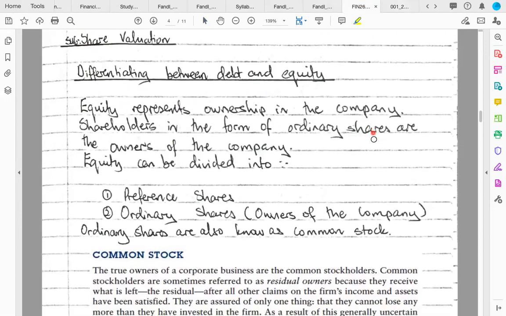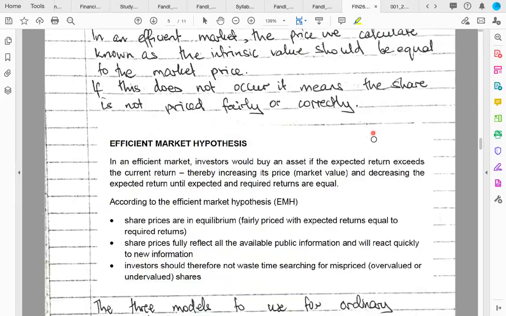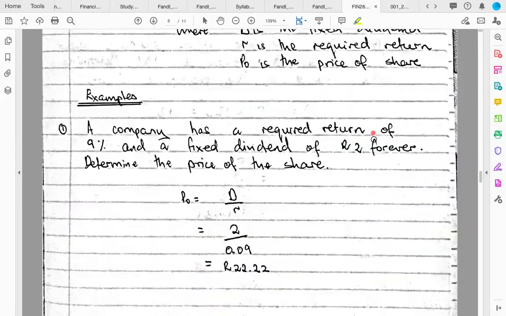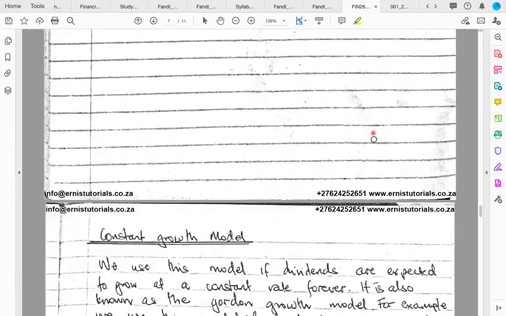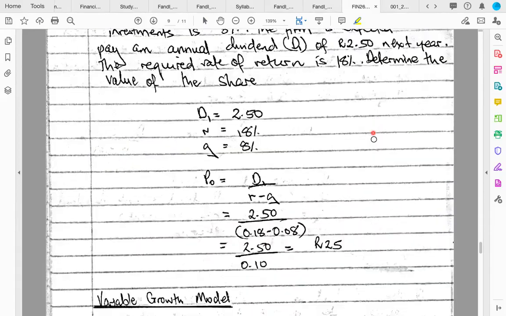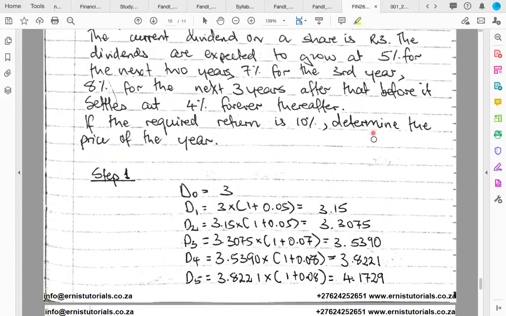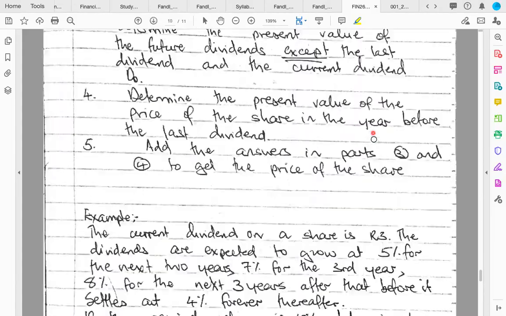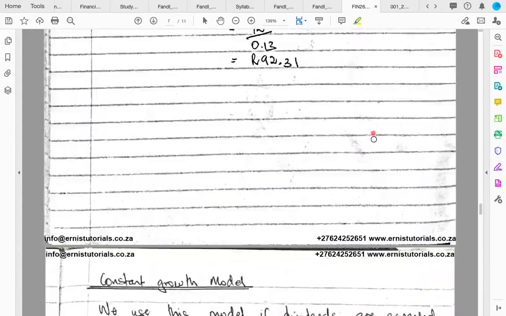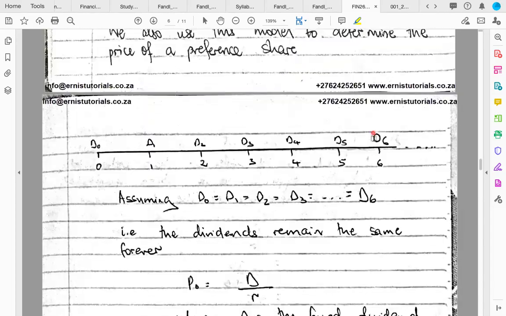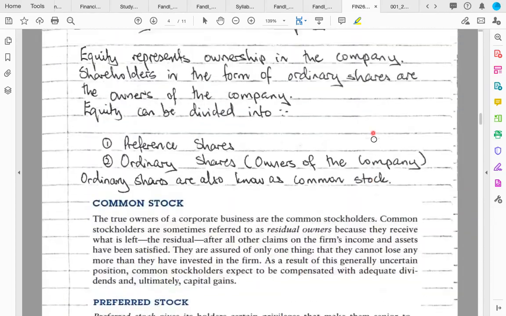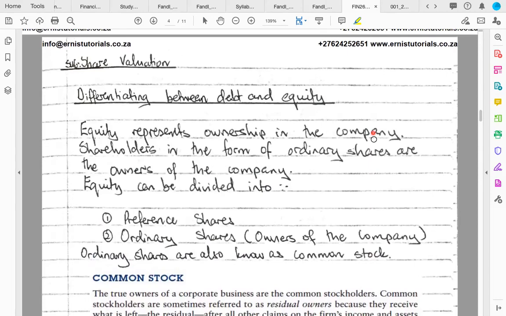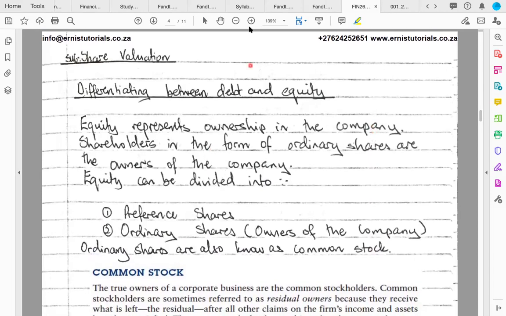In this class, I'll take you through part one of share valuation, what it's about, how to do some basic calculations and everything associated with it. And then in the second class, I will take you through part two of share valuation. Okay, so let's look at this. I'll just read through and I'll be explaining this very important topic on share valuation.